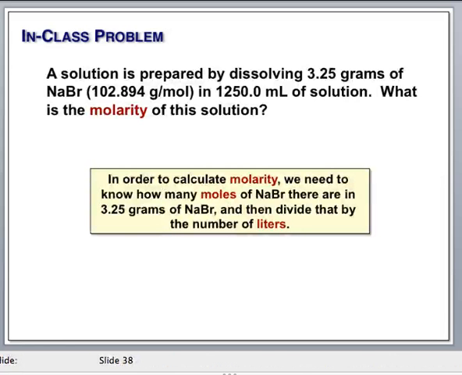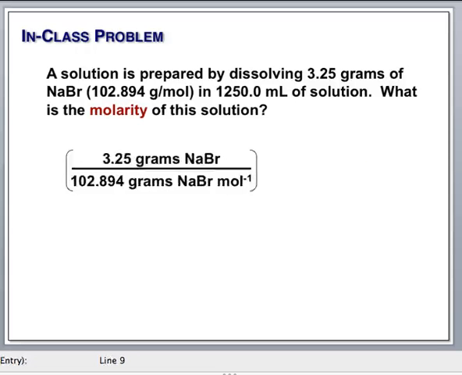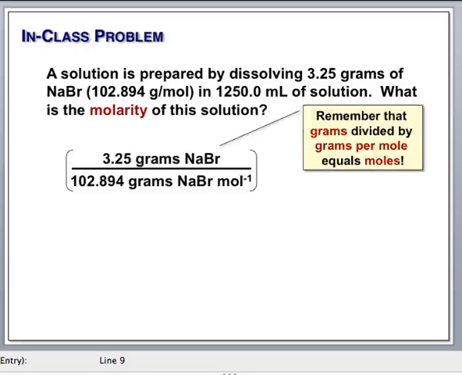We remember that molarity is moles per liter. We know a molar mass for sodium bromide. What do we remember? What do we say every night? Mass over molar mass is moles, right? So we know how many moles of sodium bromide we have. We are given a volume in terms of milliliters. We simply must convert that to liters. Mass over molar mass is moles. Now remember, we're going to take our number of moles and divide it by our number of liters. 1,250 milliliters is 1.25 liters.